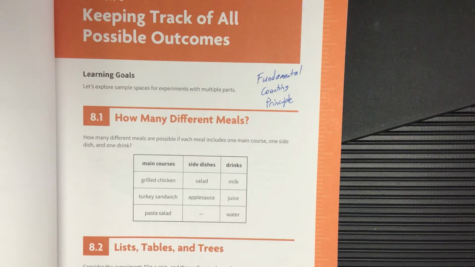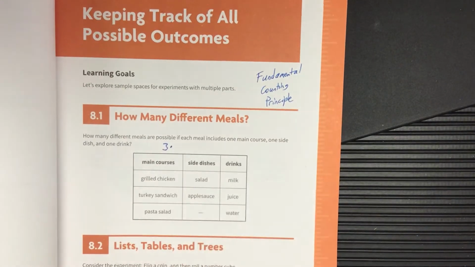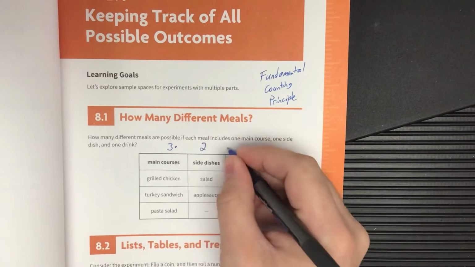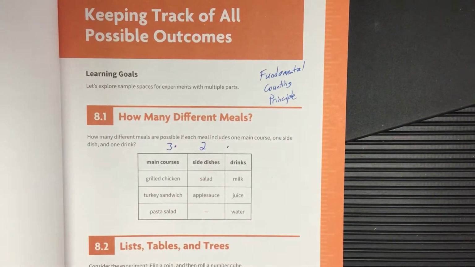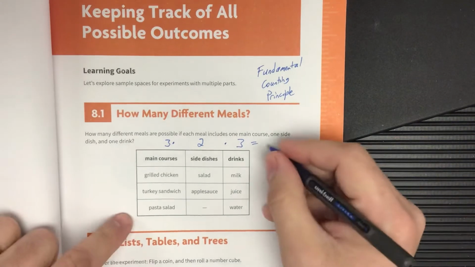Okay? So how many main courses do we have? 3 choices. How many different sides do we have? 2. How many different drinks do we have? 3. So if I multiply those numbers together, each choice, that'll tell me the total number of outcomes. So 3 times 2 times 3 is? Correct answer is 18.